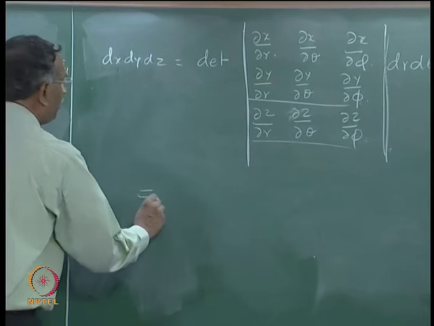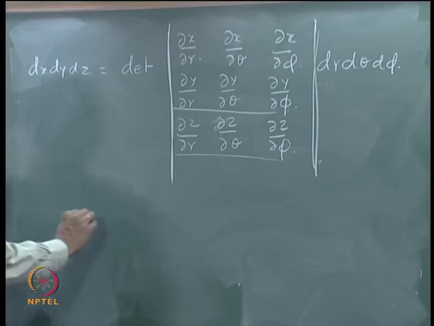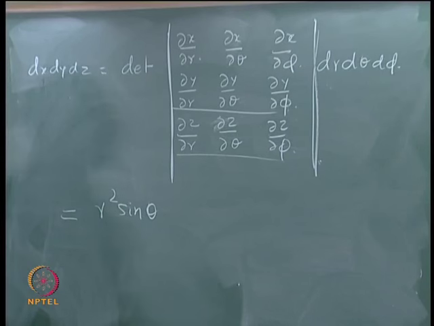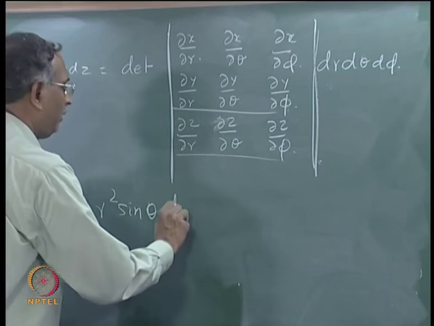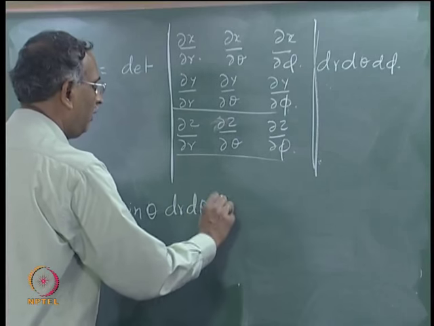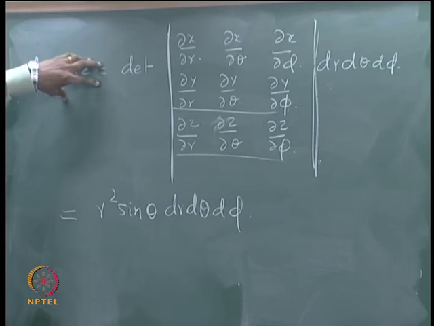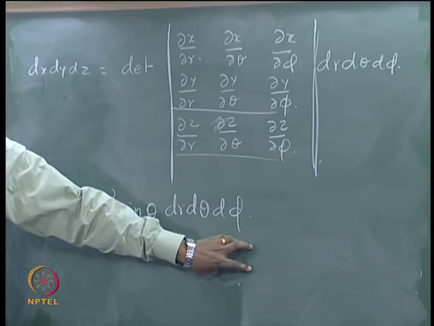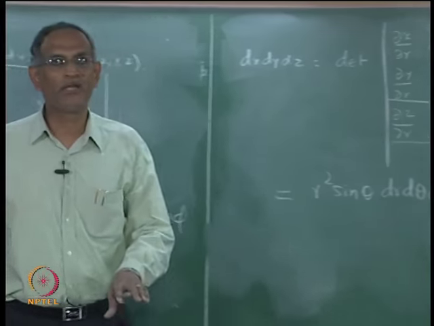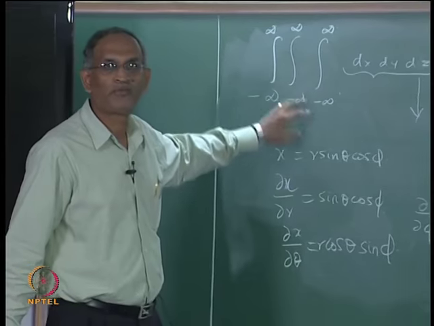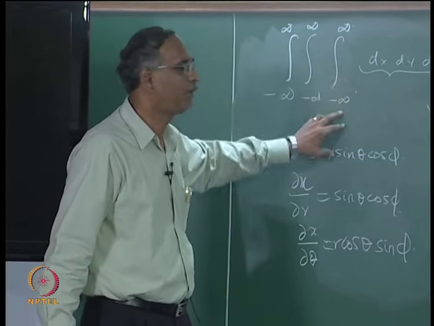When you do that substitution, finally, what you get out is r squared sin theta as the value of the determinant multiplied by dr d theta and d phi. So, this is the volume element transformation from the Cartesian to the spherical polar coordinate system. The last thing that remains is now the limits. How do we transform these limits, minus infinity to plus infinity, and so on?